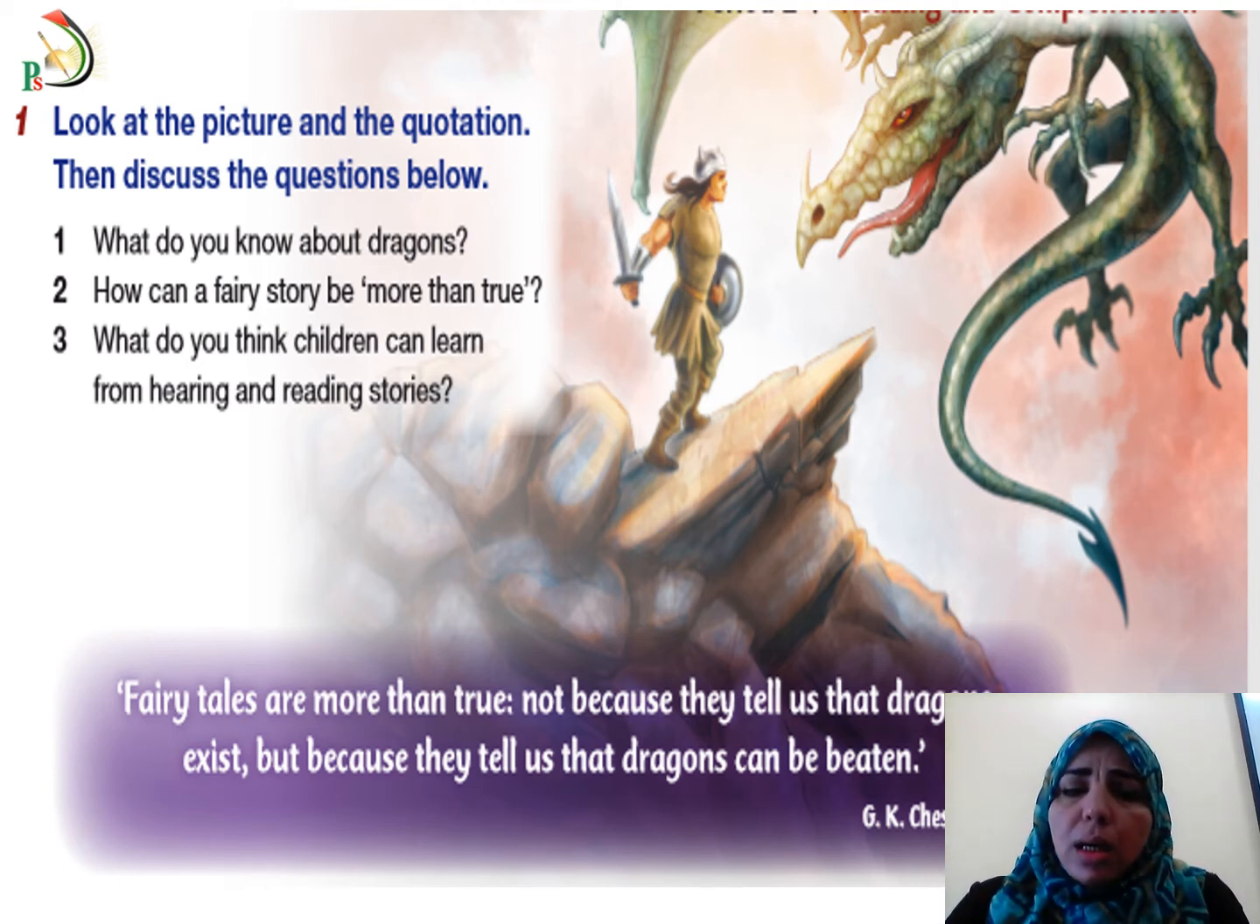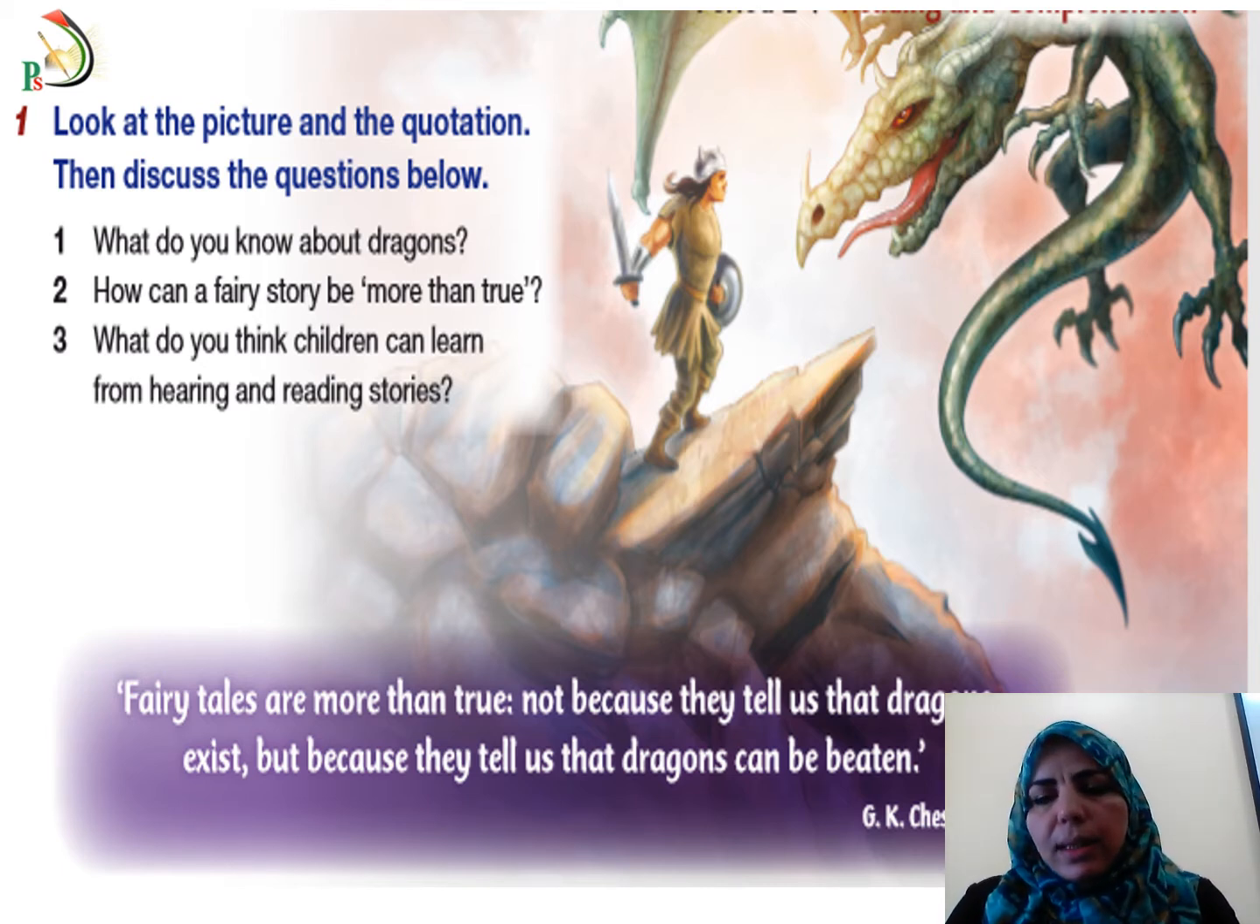Okay. I explained that the dragon is a giant reptile. He is breathing fire from his mouth. And he has two symbols. The first one is that it is symbolized for evil. The second one, it is symbolized for fertility or heaven.